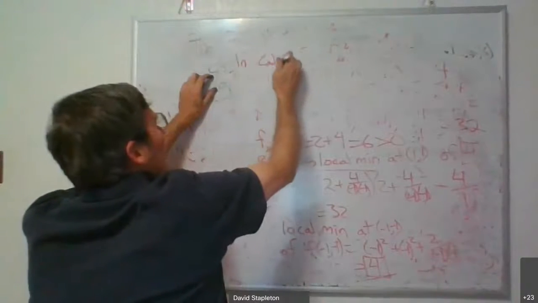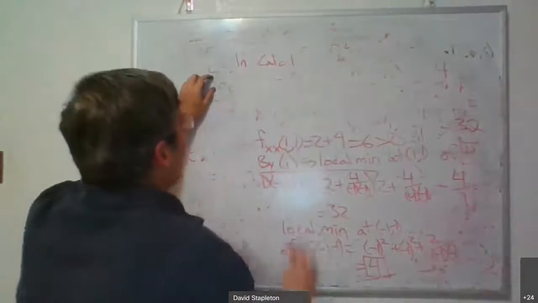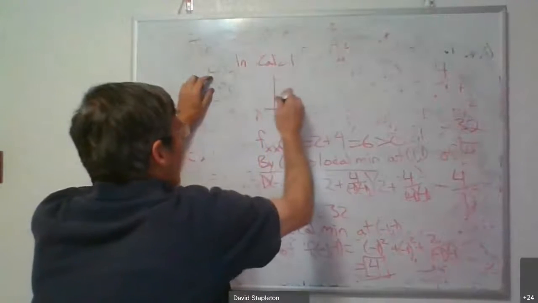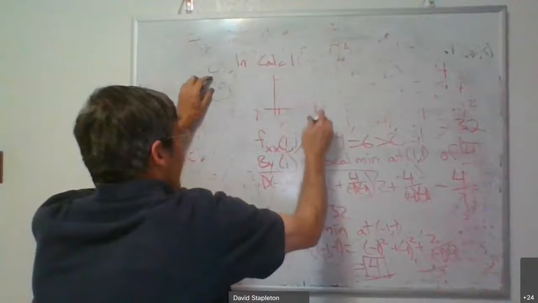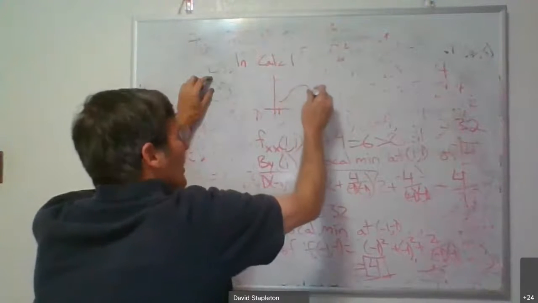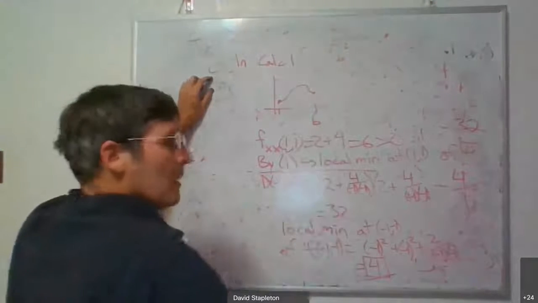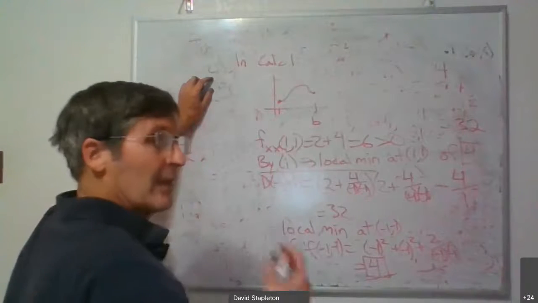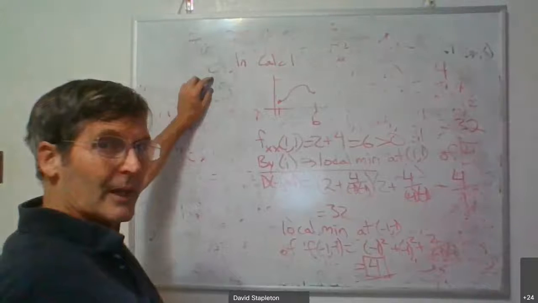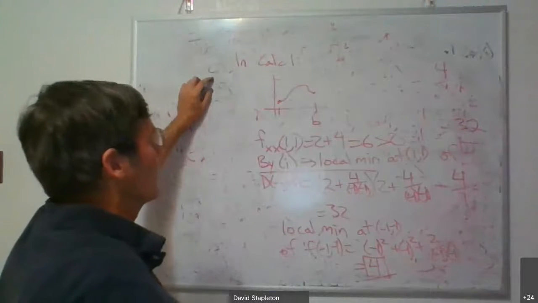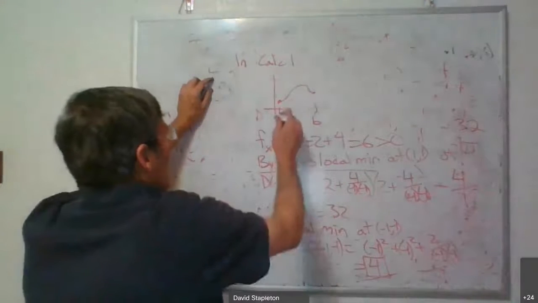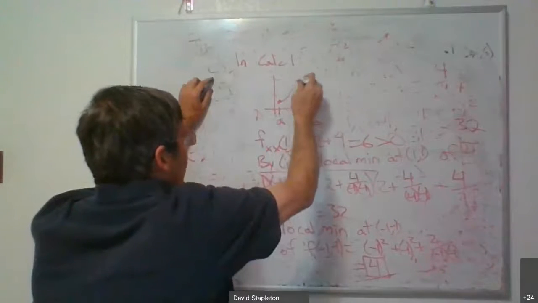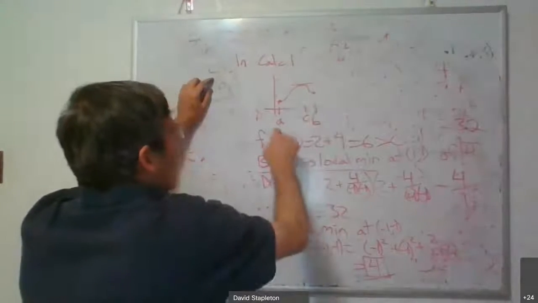In Calc 1, you have this theorem. If you had a function like this on an interval from A to B on a closed interval, if it's a continuous function on a closed interval, then it has a maximum. That's nice to know when you start, right? And it occurs either at an endpoint or an interior critical point. So I see one interior critical point where the derivative is 0, C, and there's two endpoints.